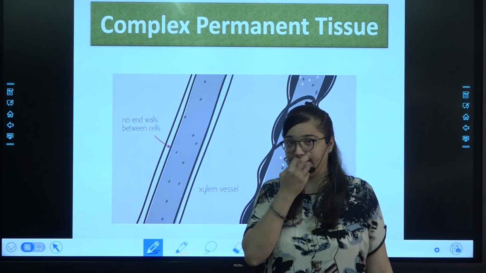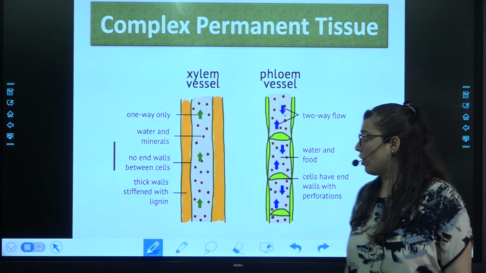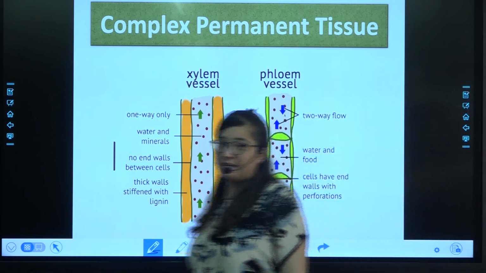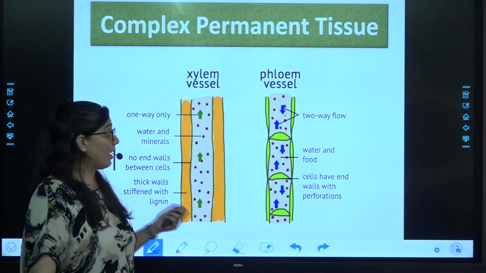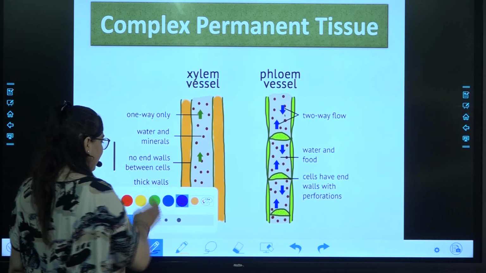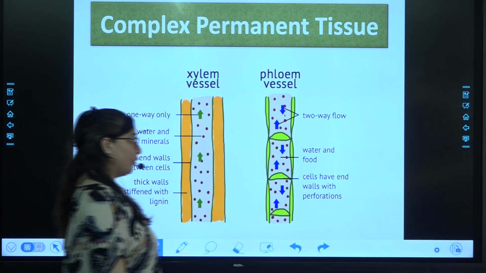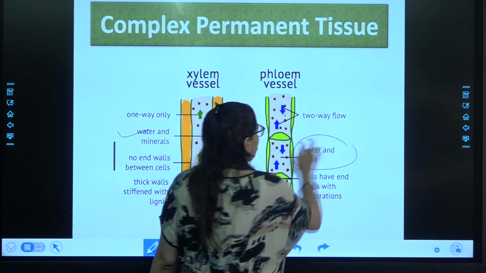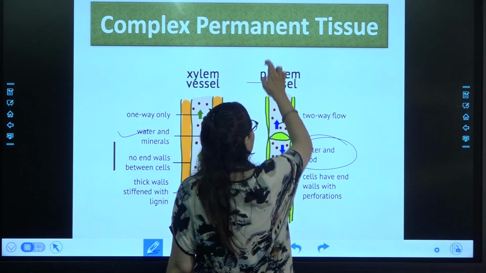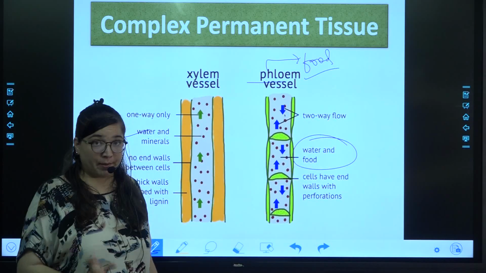In the next slide, you can see the movement of the particles. As we talked, in xylem there is just one way flow, while in phloem it is two-way flow. In xylem, for the movement, the water and minerals are used, while in phloem there is the movement of water and food. Okay, this is how you have to remember.